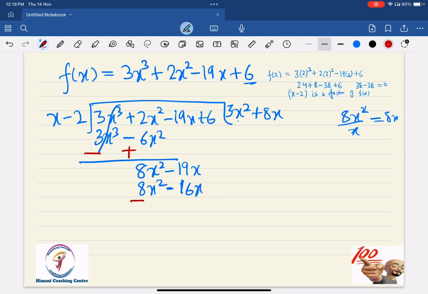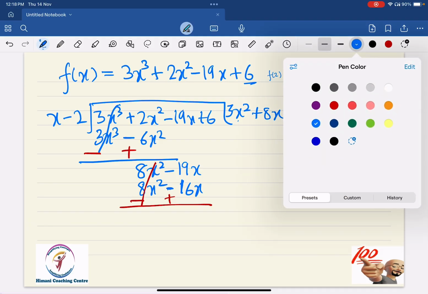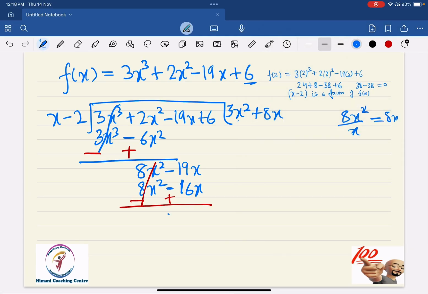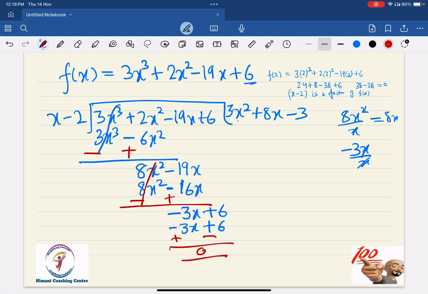Again, we are subtracting, change of sign. This will go away. Minus 19 and plus 16 is minus 3x. Bring down plus 6. Now, minus 3x divided by x, we will get minus 3. Minus 3 times x is a minus 3x. Minus into minus is a plus. 3 times 2 is a 6. Change of sign, and you get remainder as 0. That means our division is correct.